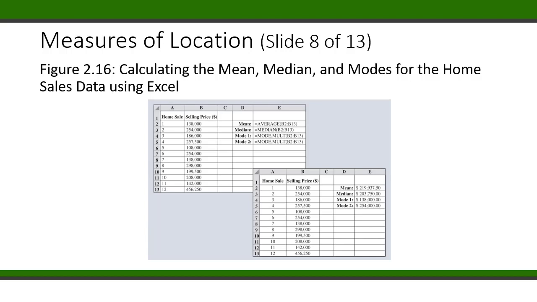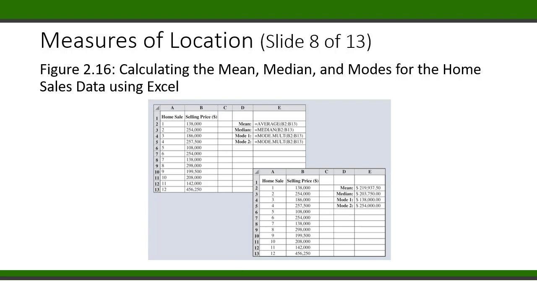So let's look at the home sales data. You can grab that out of your data files, and we can calculate the mean, the median, mode 1 and mode 2, and so on. The mean can be found in Excel, like I said, using the average function. So you would say the average of B2 to B13. It's showing you what those formulas are. The median can be found using the median function, so you have B2 to B13 again.